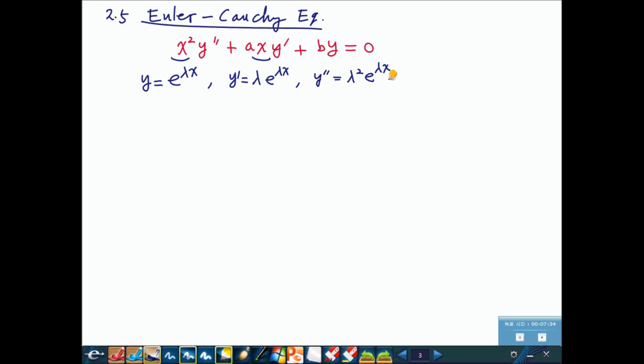All right. And we plug it in, right? We substitute in. And then x squared, lambda squared, e to the lambda x. Let me just write that. Plus a x lambda plus b e to the lambda x is 0. Correct? All right, then this one has to be 0. Do you see that? Do you think you can get lambda out of that?